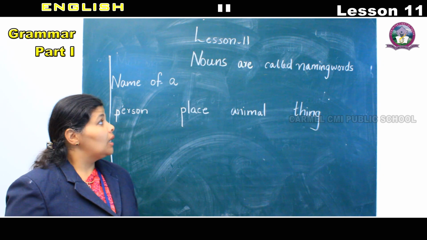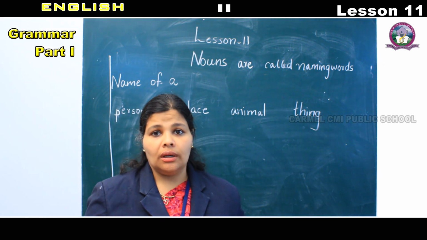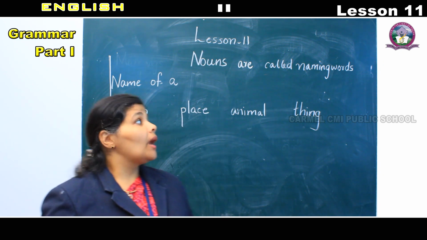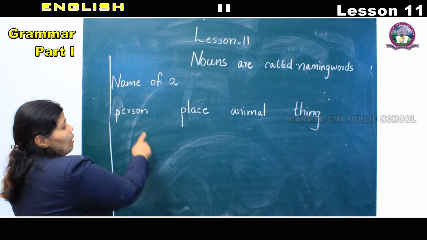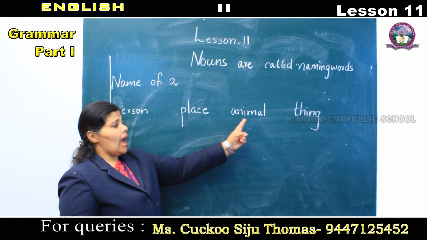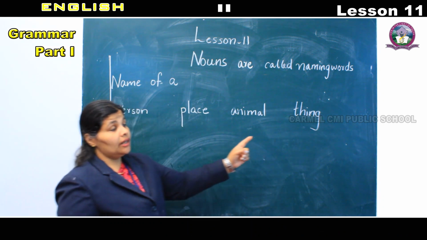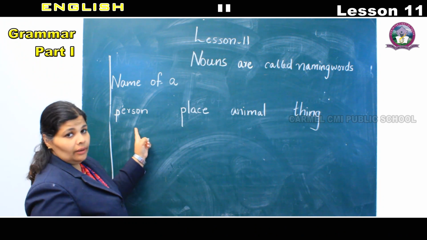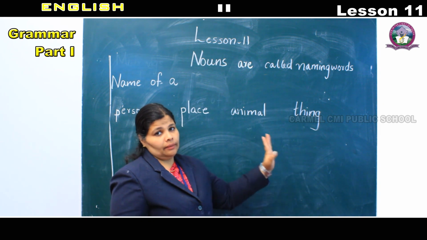What are nouns? Nouns are called naming words. A noun is the name of a person, place, animal, or a thing. What is a noun? The name of a person, place, animal, thing.